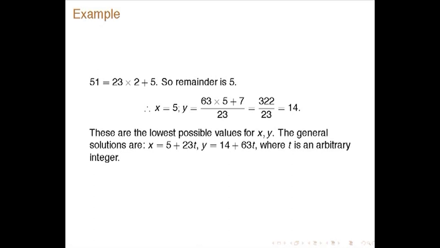you note that 51 is 23, that is you divide 51 by this is 23, that is this bx plus b is equal to ay. So, you divide by this. Then 2 is the quotient and 5 is the remainder. So, that remainder is the lowest value for x which satisfies this equation, x is equal to 5 and y is 63 into 5 plus 7 by 23 is 322 by 23, that is 14.